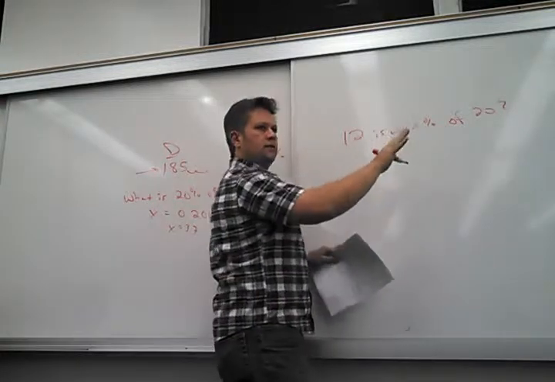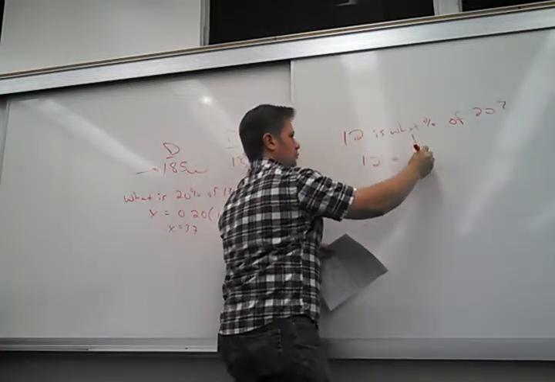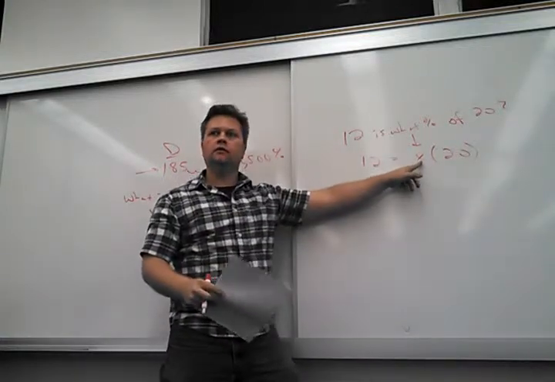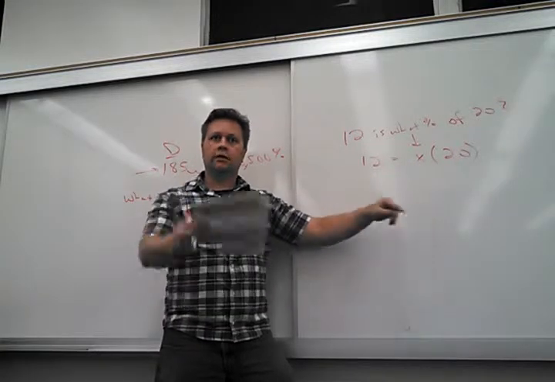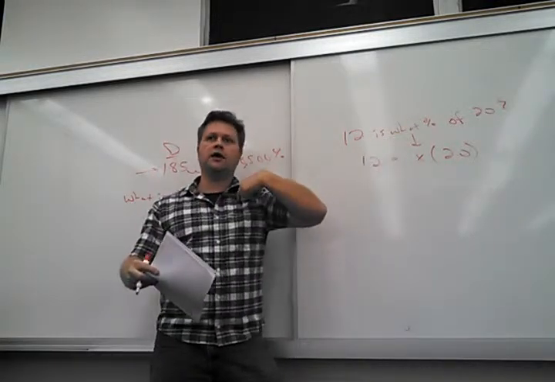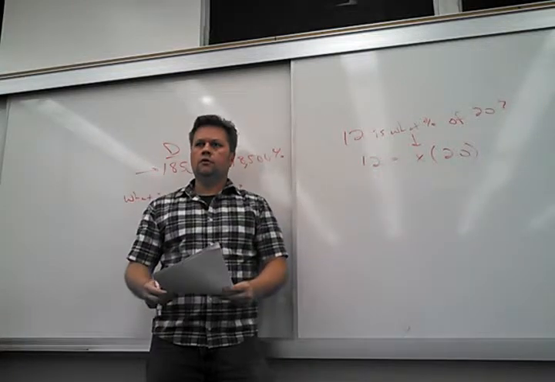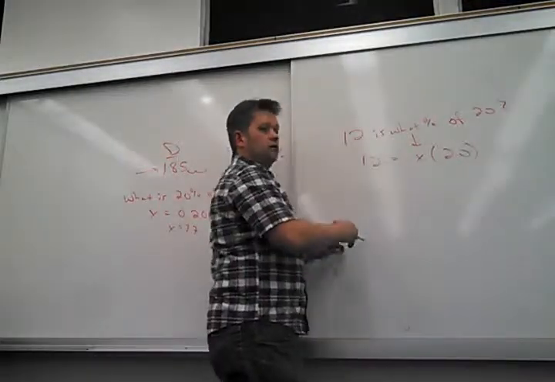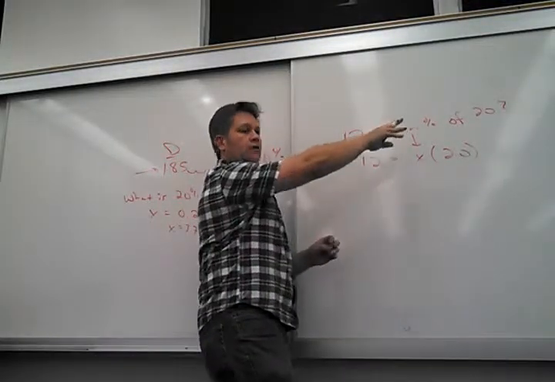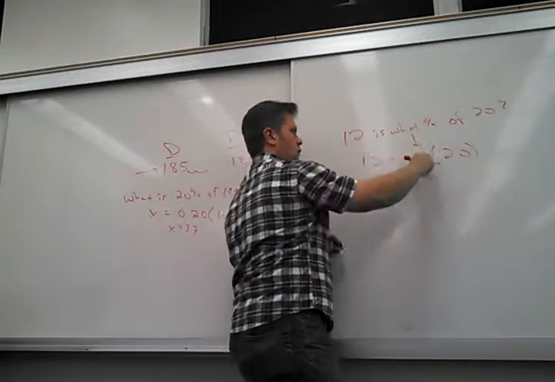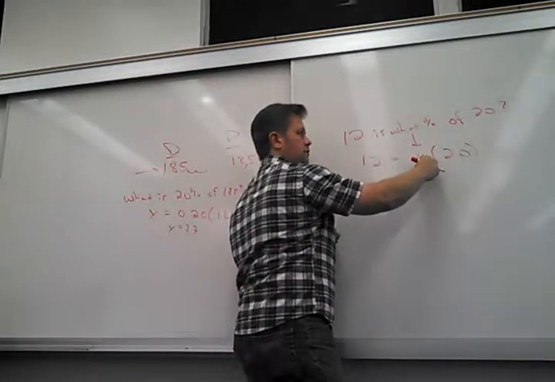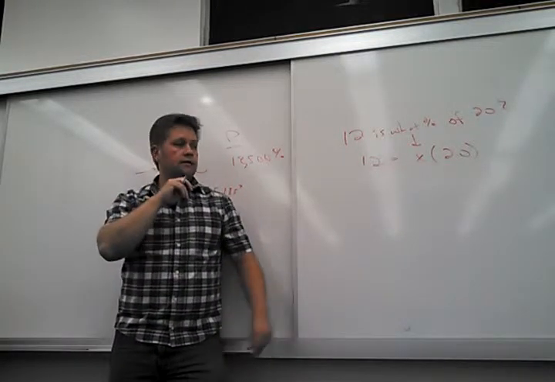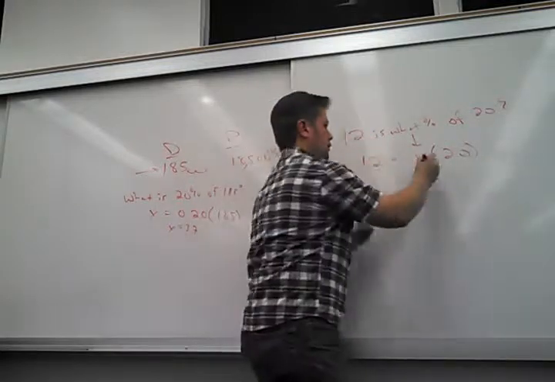So here, if you just keep everything as numbers, 12 is what percent of 20? Now, what form is this going to be in at the end? It's going to be a decimal. So to answer the question, I have to make it a percent. This is directly from English to math. 12 is what percent, of means times, 20. Now just solve for x. How do I solve that for x? Divide by 20.